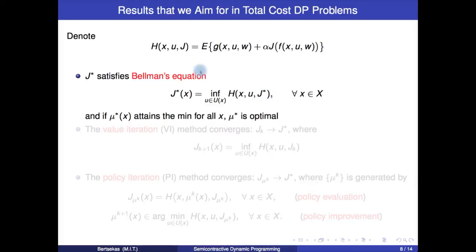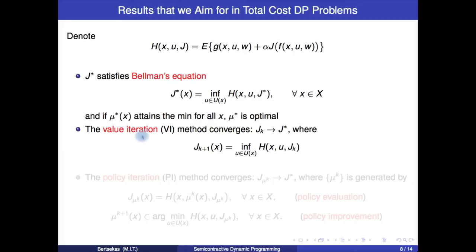Now, the first result that we hope to be true is that J star satisfies Bellman's equation. There is also another result, a sufficient condition for optimality, and usually necessary, which says that if mu star of x is a control u that attains the minimum, the infimum in this expression, for every x, then the stationary policy mu star thus constructed is optimal. So this is a necessary and sufficient condition for optimality typically.